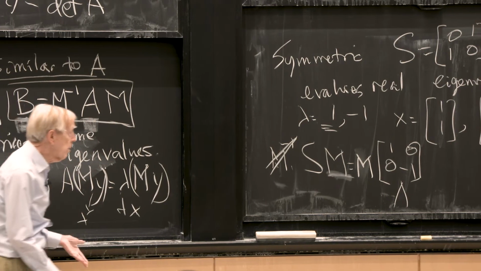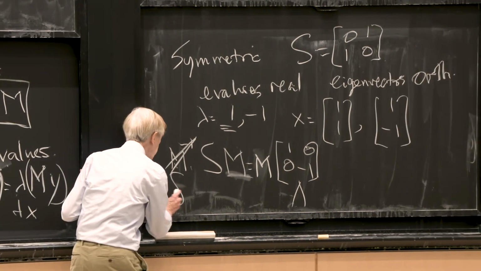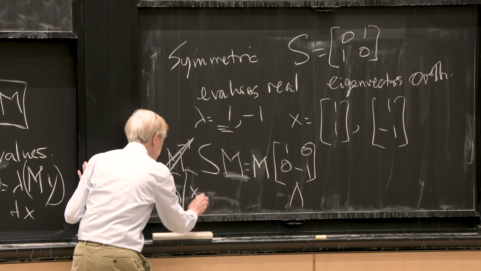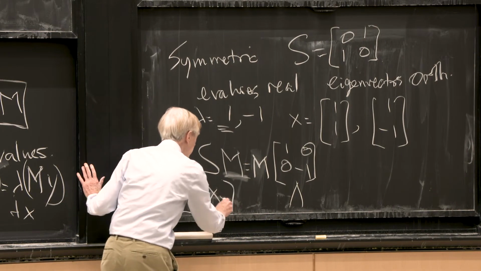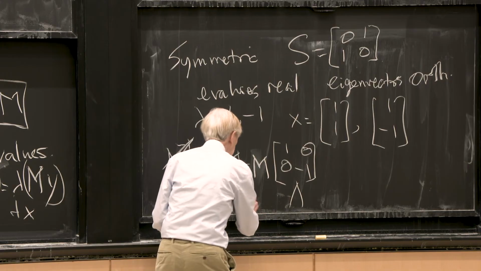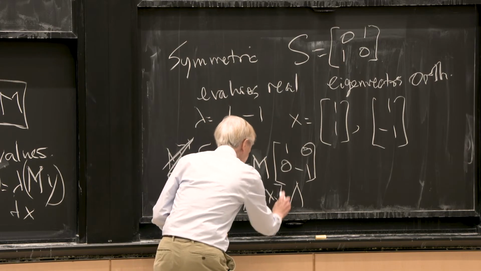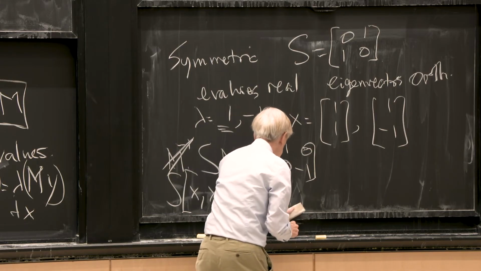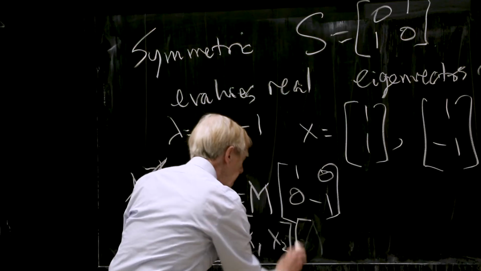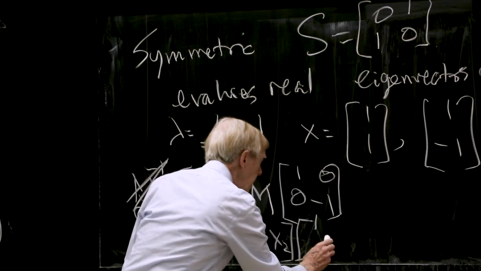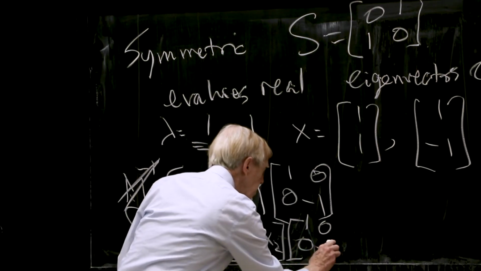And do you see that this will happen? S times M, so M has the first eigenvector and the second eigenvector. And I believe that the first eigenvector times the first eigenvalue, and the second eigenvector times the second eigenvalue, that's M again on this side. Now let me just write in the 1, 0, 0, minus 1.